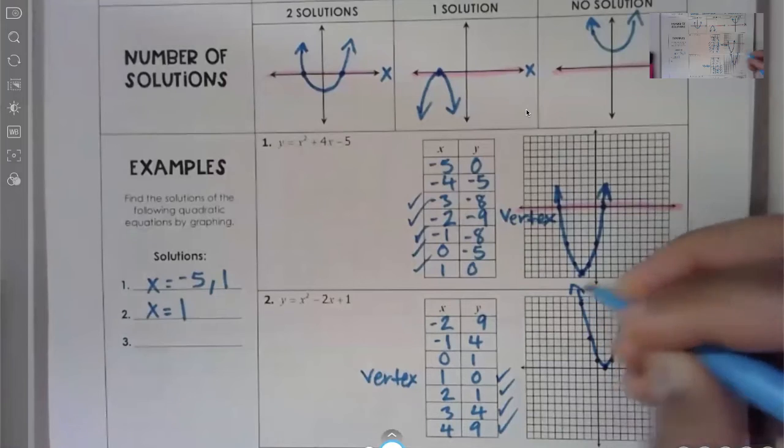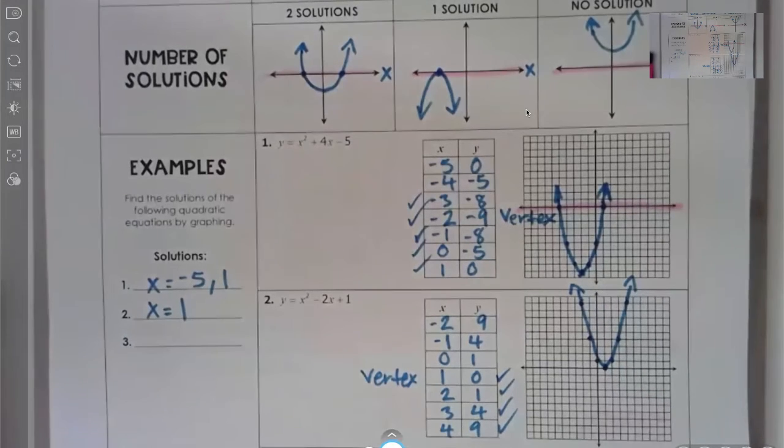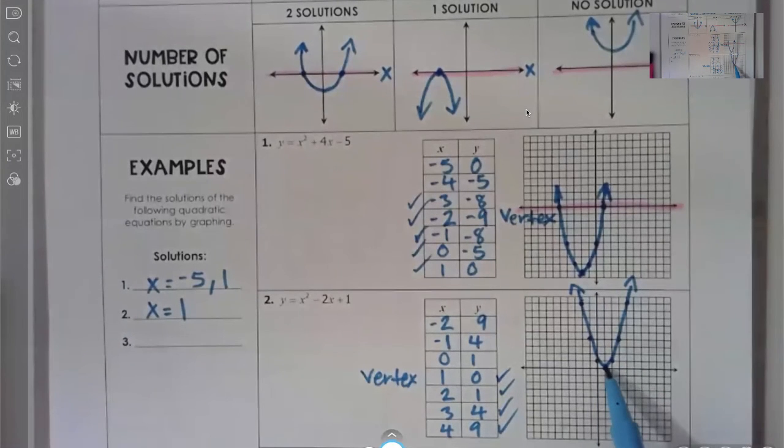But once again, my answer is actually where it crosses the x-axis. In this case, just 1. X equals 1.